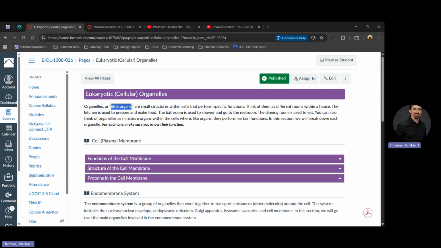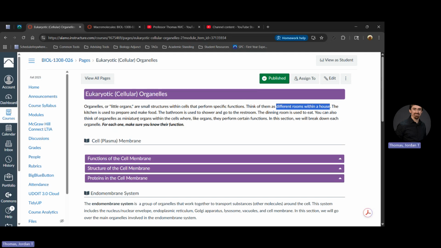Organelles are known as little organs. They're small structures within the cells that perform specific functions. I like to think of them in two ways. One is you can think of them as different rooms within a house. The kitchen is the room where you prepare food and make food. The bathroom is where you go to the restroom and shower. Your dining room is where you eat, and so forth. Each room within a house performs a certain function. So each organelle also performs a very specific function within the cell.